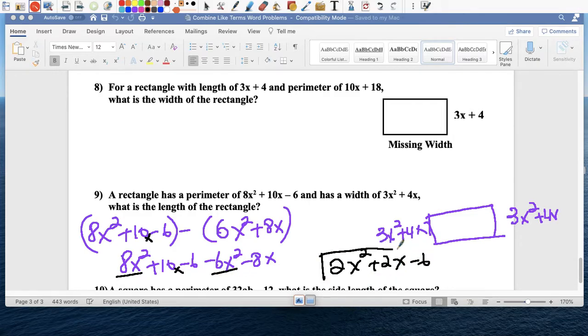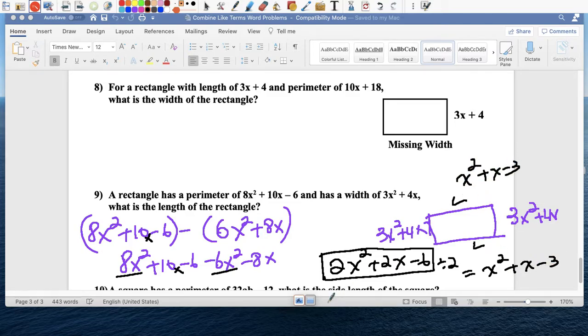This is the sum of this side and this side. So again, divide that by 2. It's going to be x squared plus x minus 3. So each side measures x squared plus x minus 3. Okay.